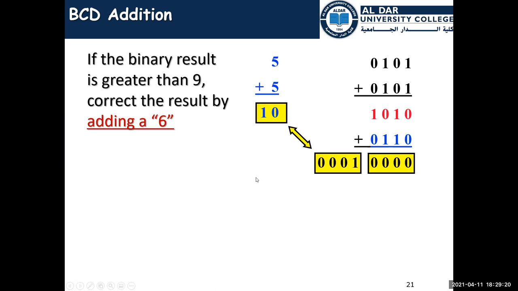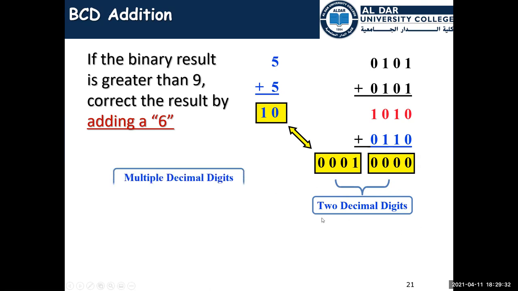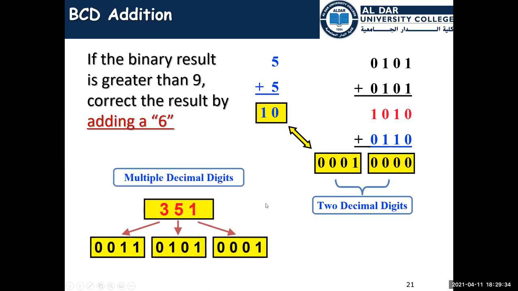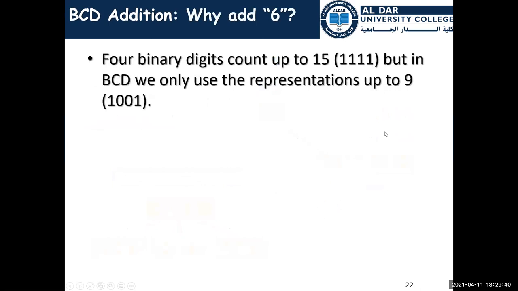So if the result of the addition is greater than 9, we have to make a correction. What is the correction? It is to add 6 to the sum. These are two decimal digits, but we can expand our BCD addition to more than two digits.